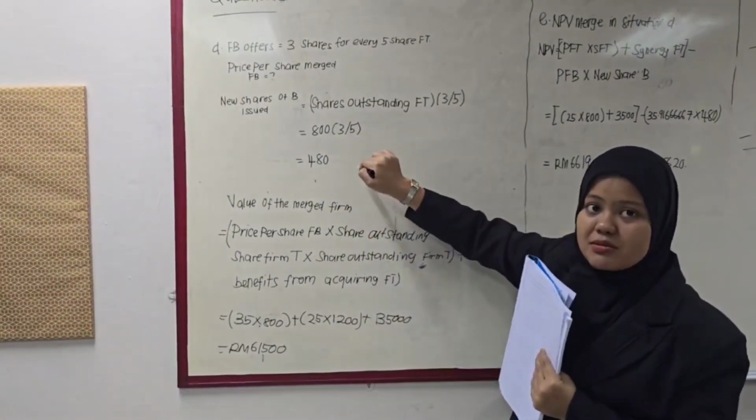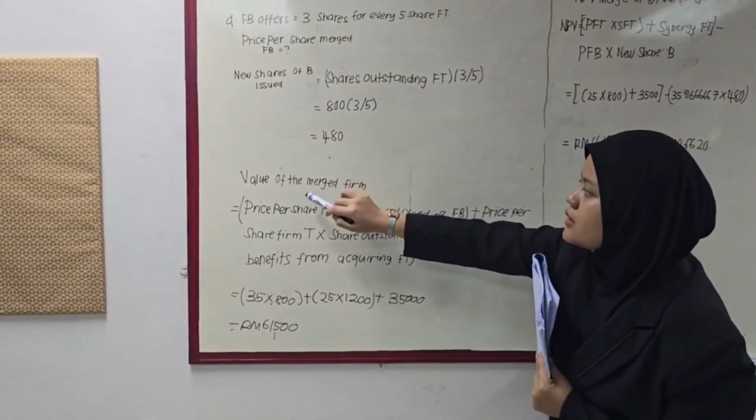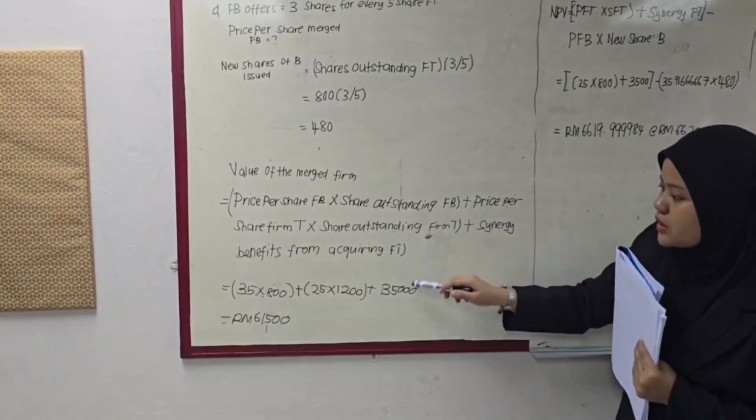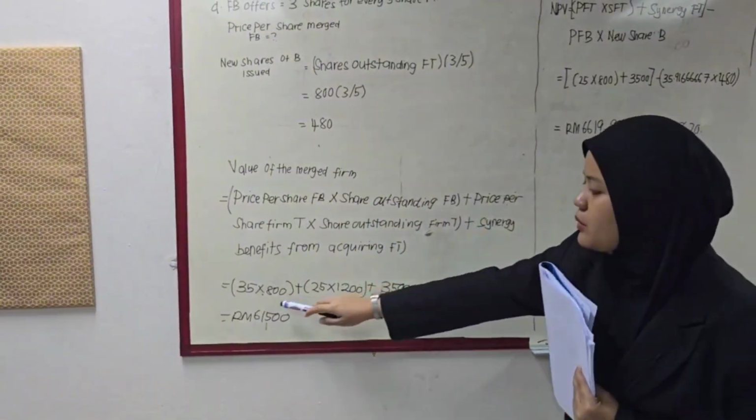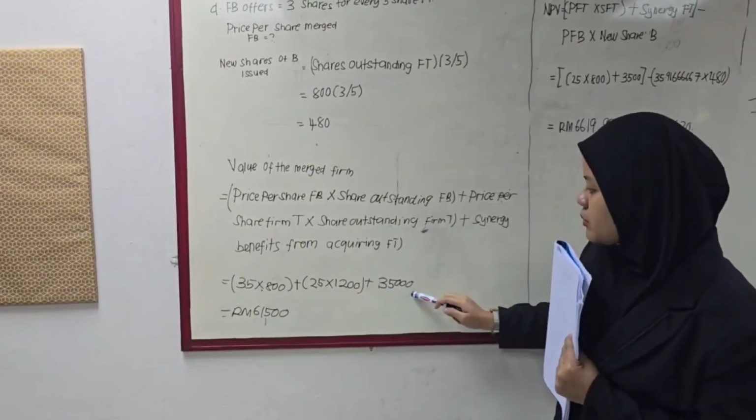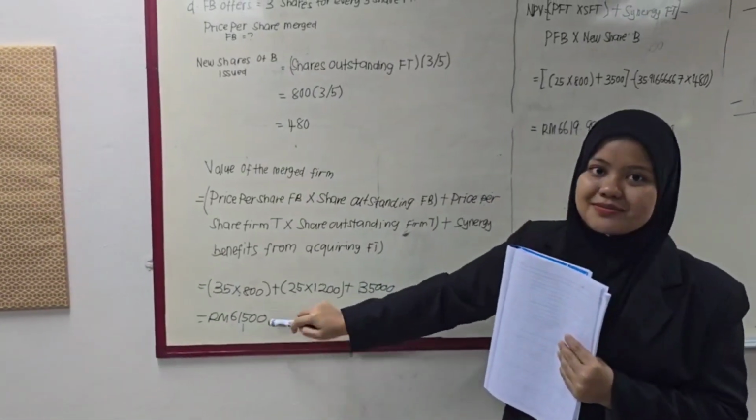Tapi itu belum selesai sebab ini baru new share for firm B. Untuk kira the value of the merged firm, kita guna rumus ini dan masukkan ke dalam rumus seperti ini. 35 darab 800 tambah 25 darab 1200 plus 35,000 dapat 61,500.